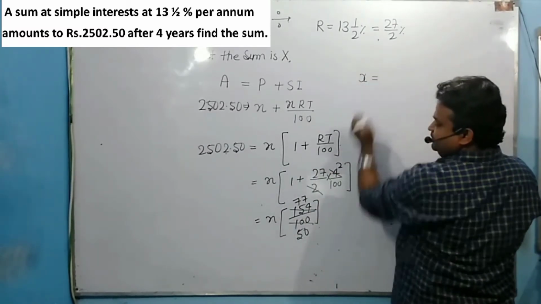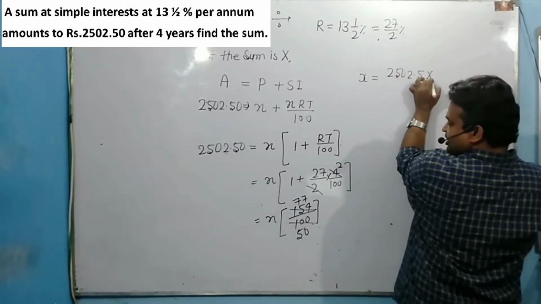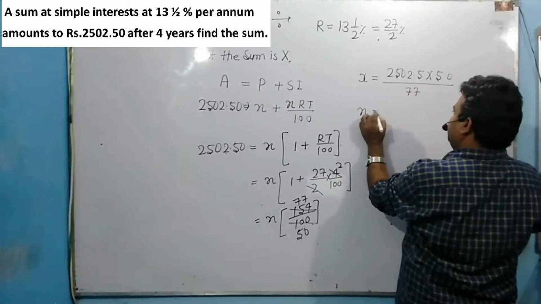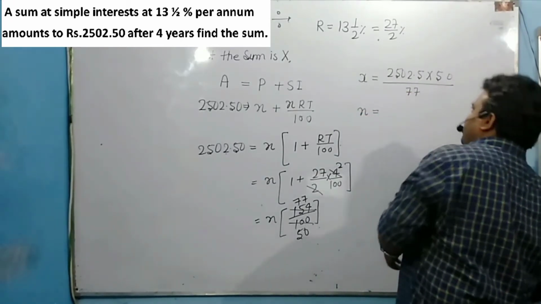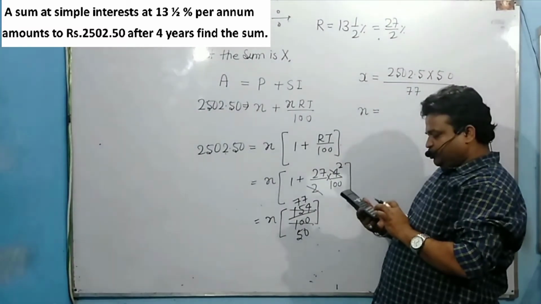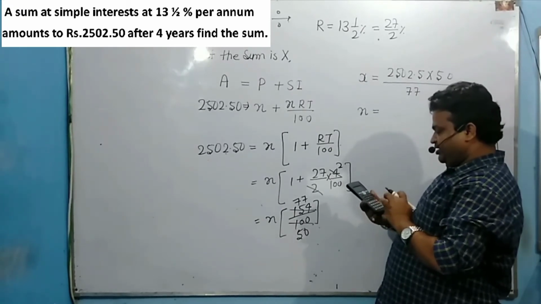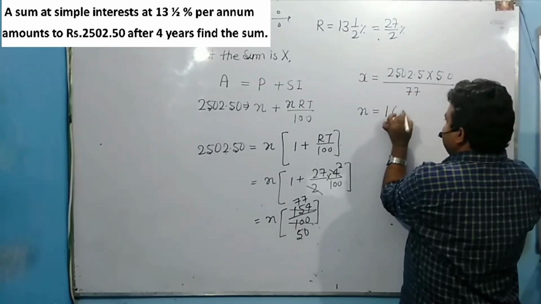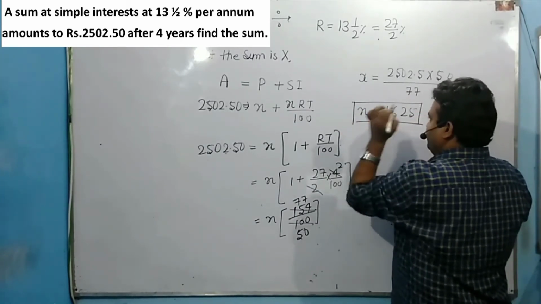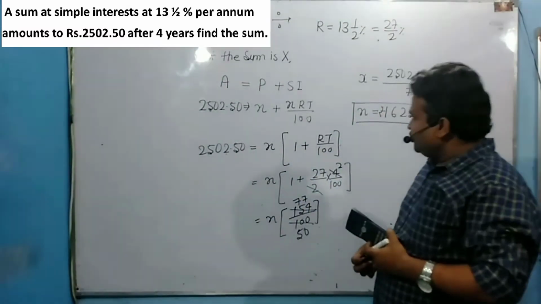My x value is, you just cross multiply, 2502.5 multiplied by 50 divided by 77. So use a calculator and find out the value of this. So this value is 1625. So this is my sum of money. Okay, so this is the solution of this question. Now move to another question.